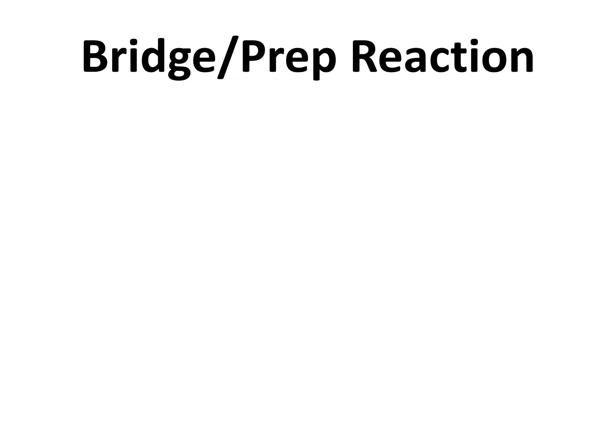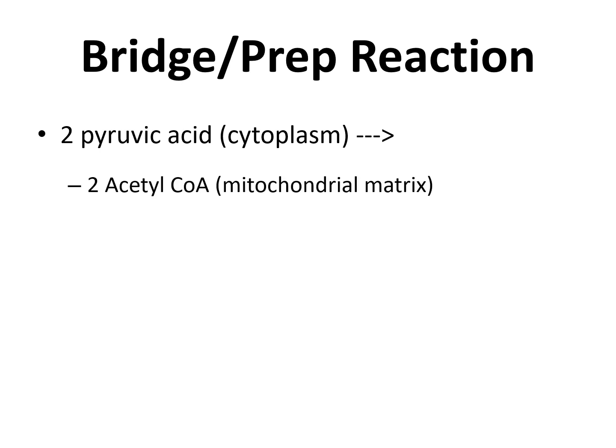In order to go to the citric acid cycle, the pyruvic acid needs to be prepared to go into the mitochondria, and this can be called the bridge or prep reaction. So for this reaction, 2 pyruvic acid enter. They are found in the cytoplasm, and they are converted into 2 molecules of acetyl-CoA, which will be able to enter the mitochondria. And in this process, another molecule of NADH is produced, so this is an electron carrier.